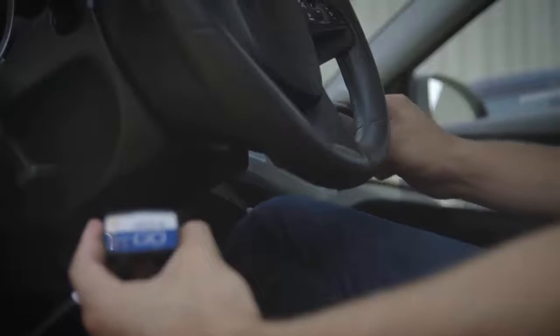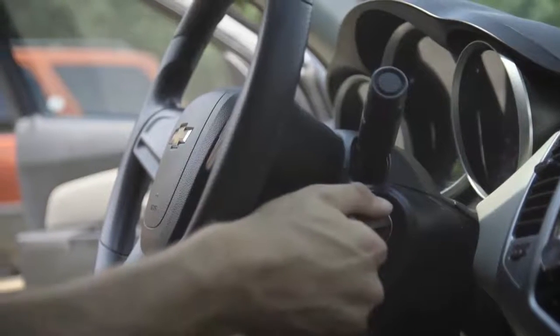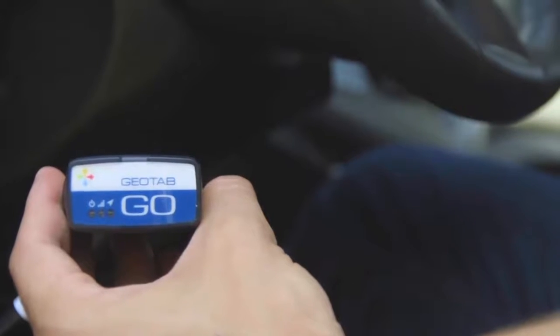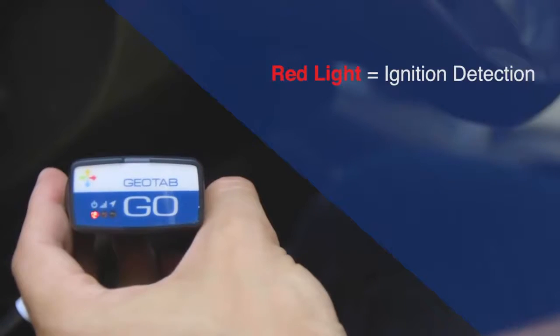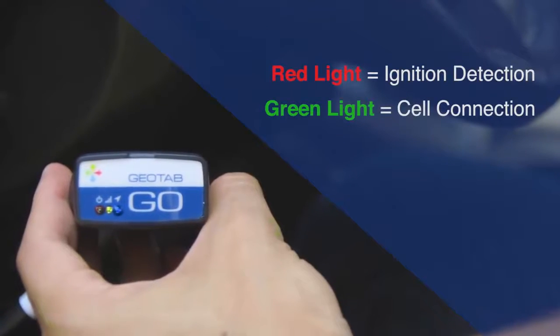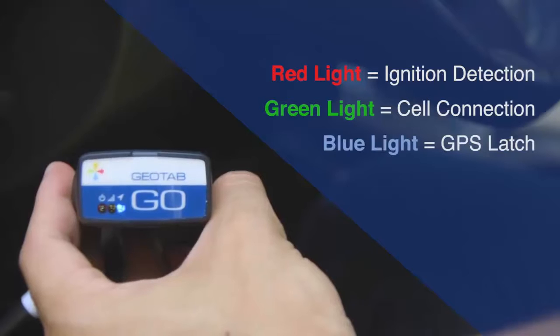Turn on the ignition, and the device will beep as each one of the LEDs light up. Red indicates ignition detection, green indicates cell connection, and blue indicates GPS latch.